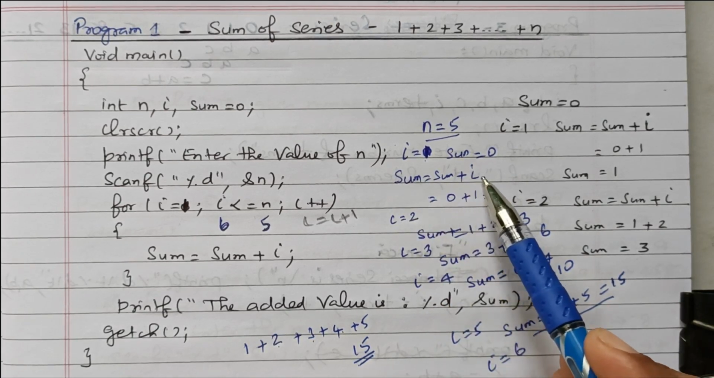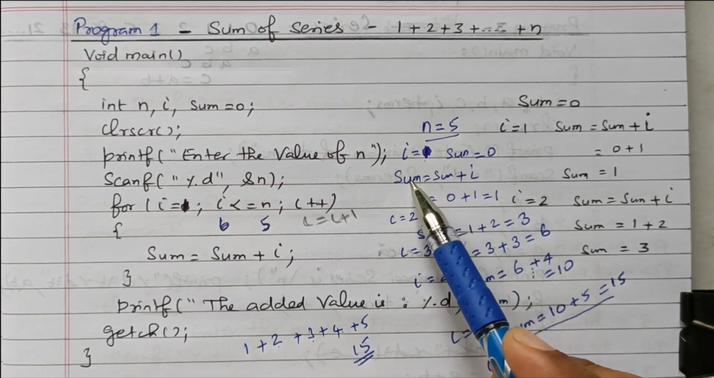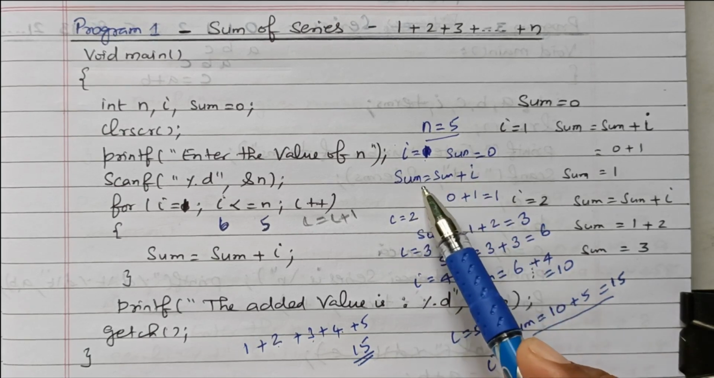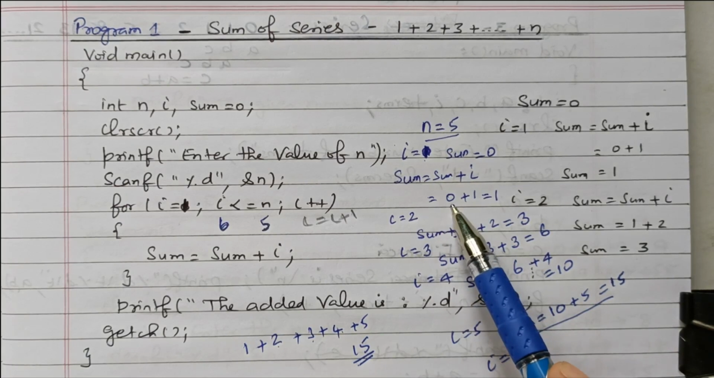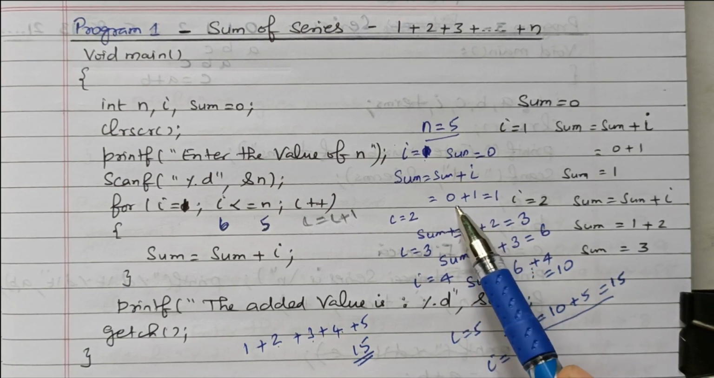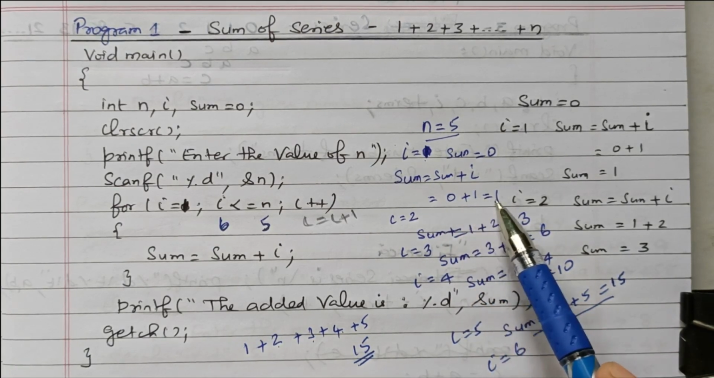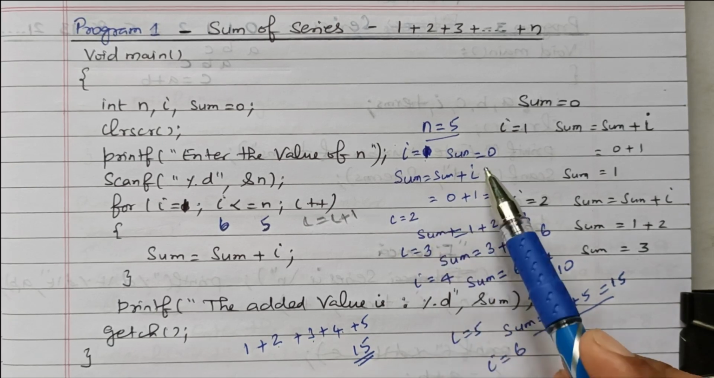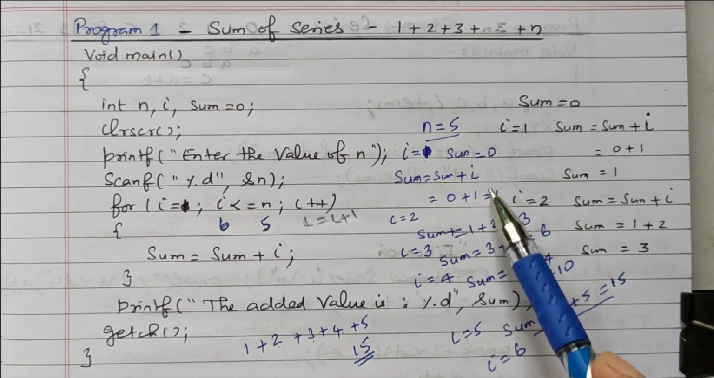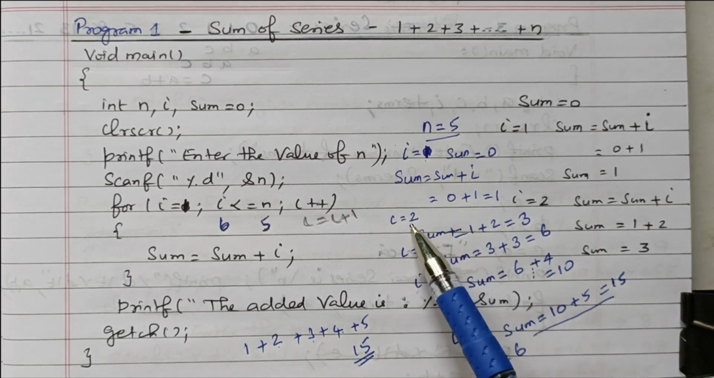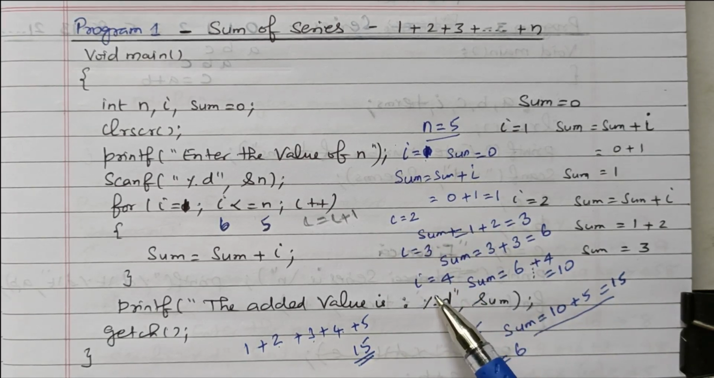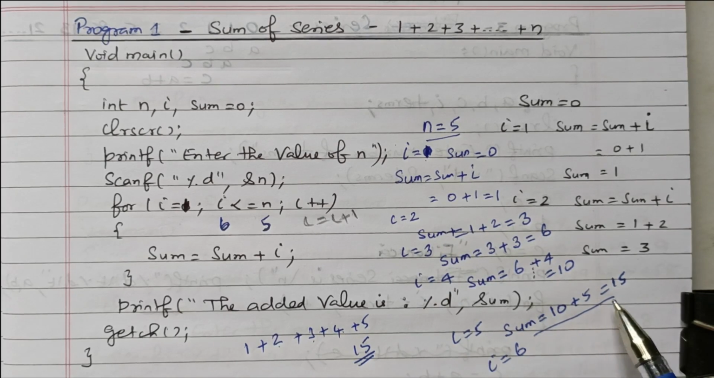Sum equal to sum plus I. Added and stored in the sum itself. So the sum value will be updated here automatically. Initially sum equal to 0, I equal to 1. So 0 plus 1, 1. That 1 is stored in the sum. The sum keeps on updating. Initially 0, now 1. Then it will go to I equal to 2, 3, 4, 5 like that. Up to 5 it will go. While going to 6, the condition is not satisfied. It will stop the process. So we got the value of 15.